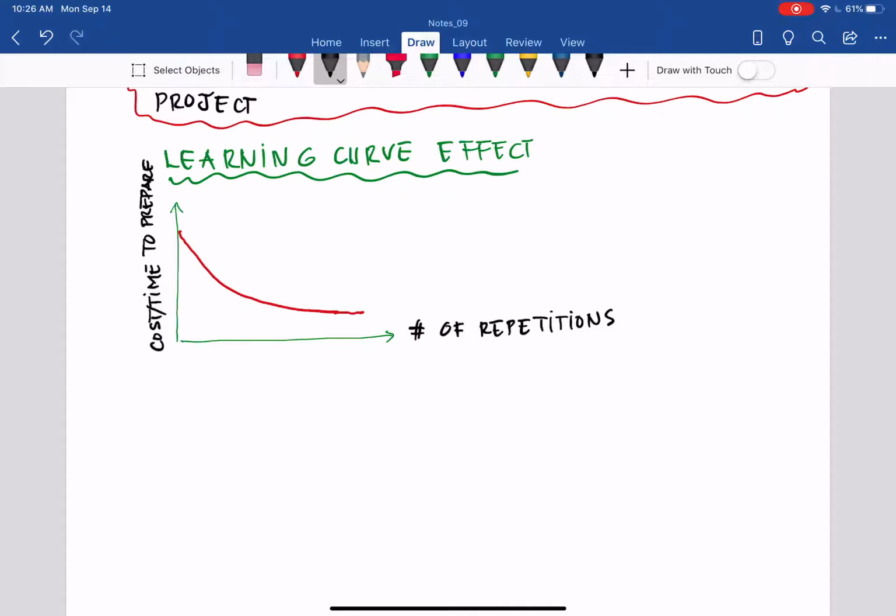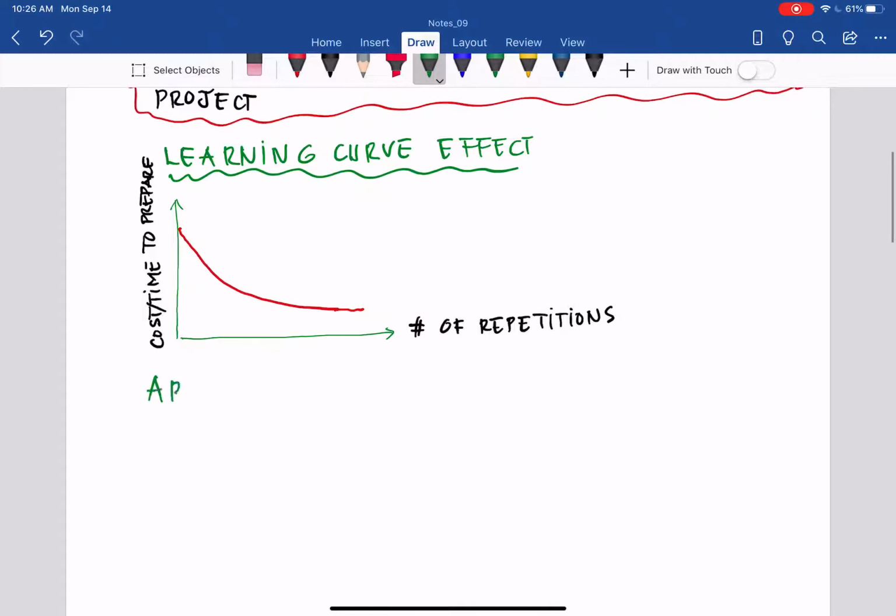The first one is the arithmetic approach.